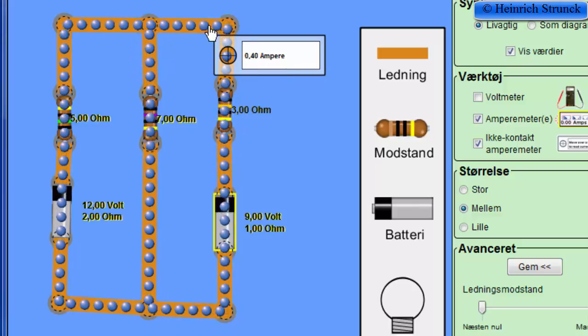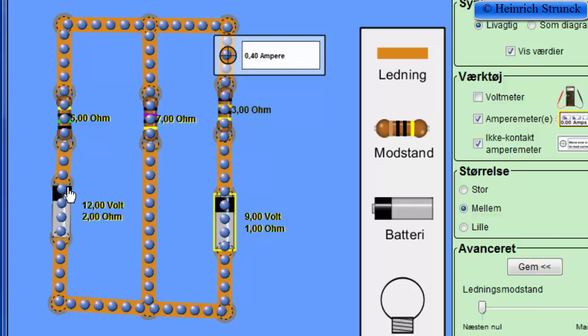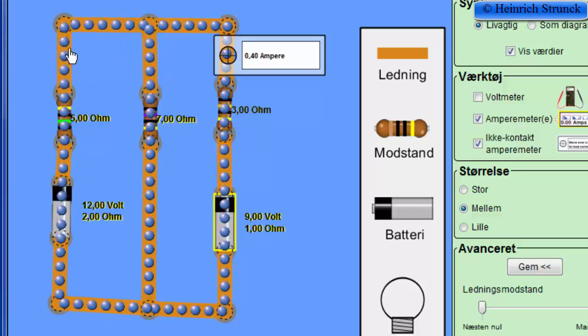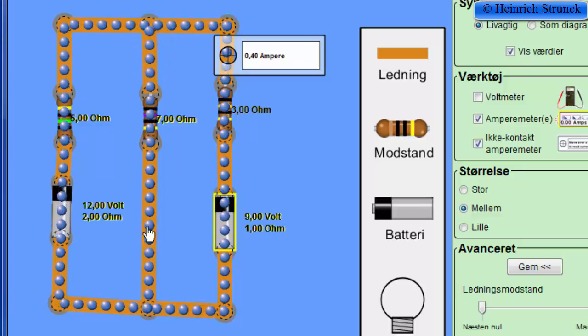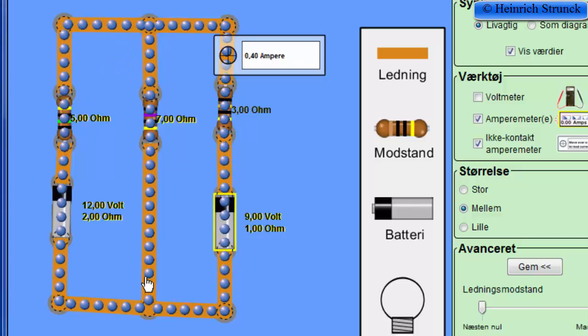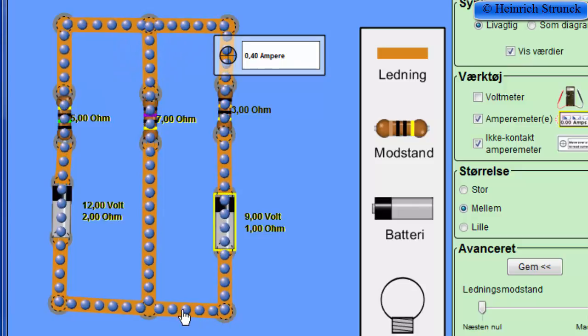We want to calculate the current in all the system. To the left side we have a current over here. We call that current number 1. In the middle we have a current. We call it current number 2. And to the right we have a current over here. We call it current number 3.